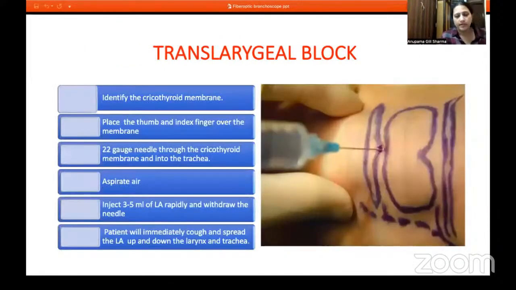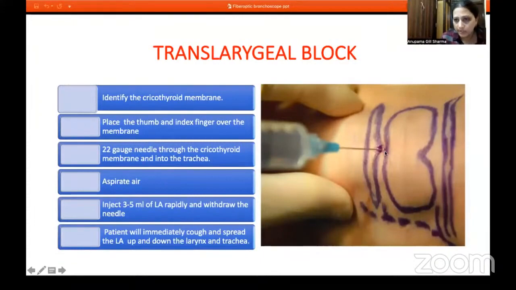The translaryngeal nerve block is very, very effective and very useful if done properly. It will help a lot in anesthetizing the infraglottic part of the airway. Here you have to identify the cricothyroid membrane between the cricoid and the thyroid cartilage. Place your thumb and index finger over the membrane. Use a small 22 gauge needle and pierce through the cricothyroid membrane.